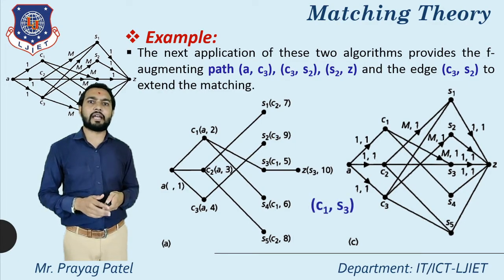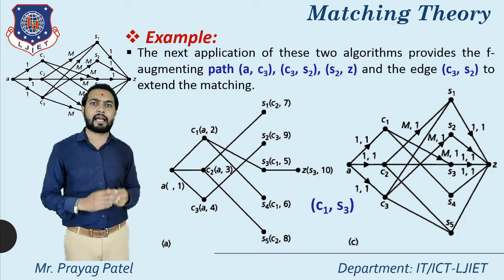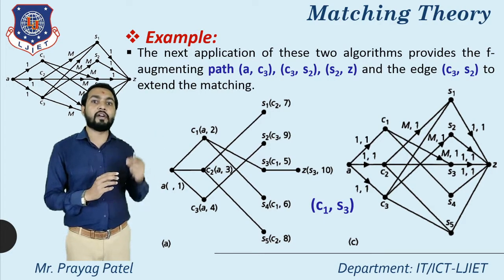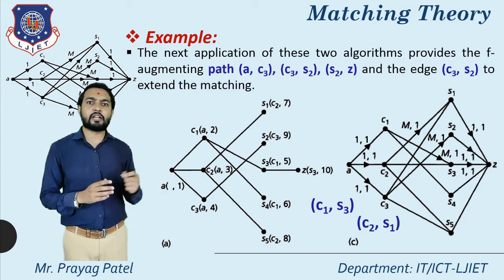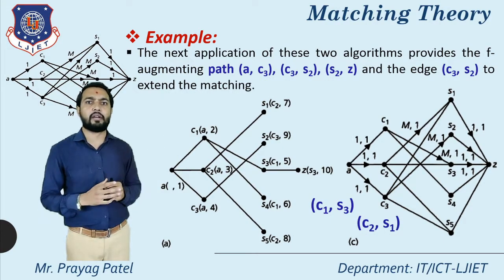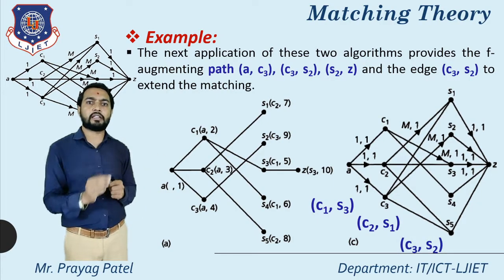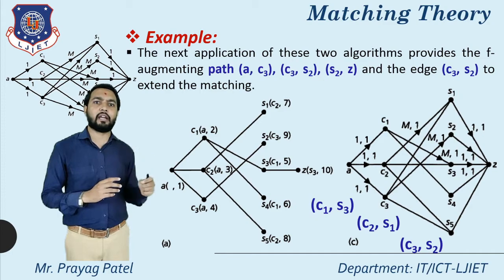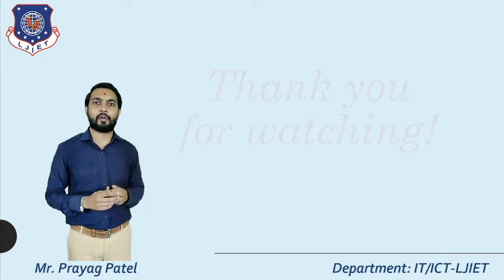So here we can say that the final solution for these 3 committees with the 5 students S1 to S5 is: C1, S3. That means committee 1 assigned to student 3. Second solution C2, S1. That means committee 2 assigned to student 1. And C3, S2. That means committee 3 assigned to student 2. So this is a solution for this example.